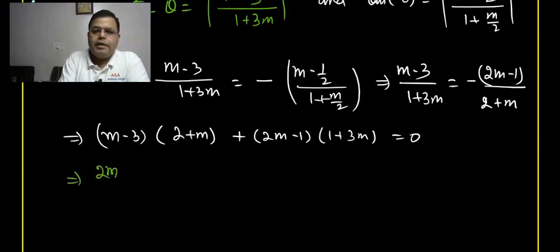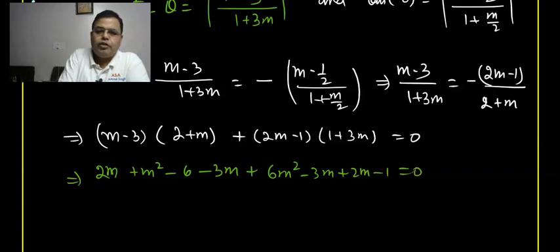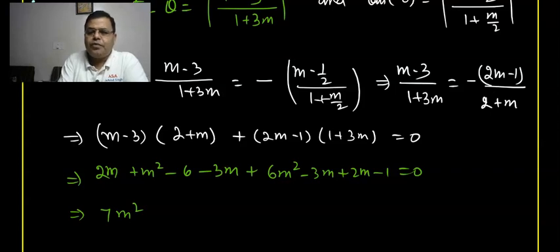And that can be calculated as 2m plus m square minus 6 minus 3m plus 6m square, plus 2m minus 3m... minus 1 is equal to 0. So 6m square plus m square is 7m square. 2m minus 3m, and 2m plus 2m is 4m, 4m minus 6m is minus 2m. Minus 6 minus 1 is minus 7, equal to 0.